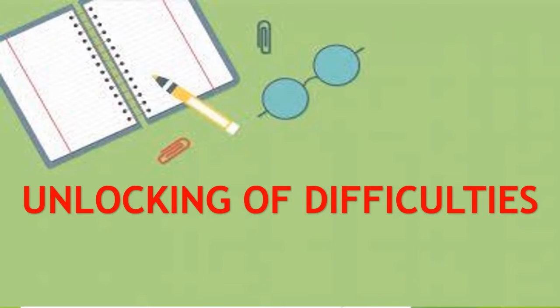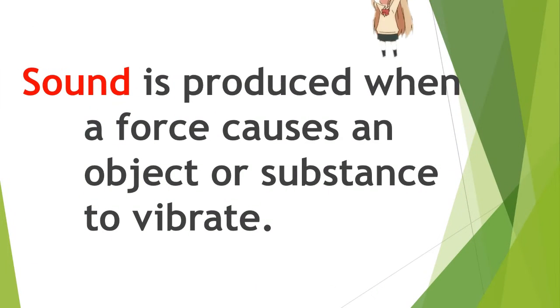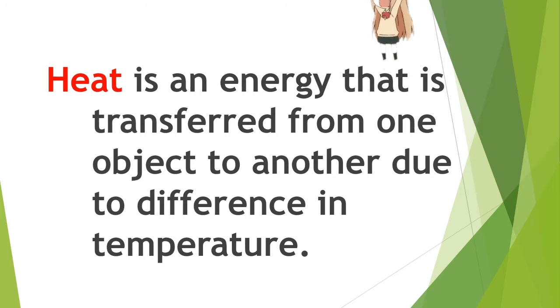This time, let us have the unlocking of difficult terms used in this lesson. Electricity is the energy carried by moving electrons in an electric conductor. Sound is produced when a force causes an object or substance to vibrate. Heat is an energy that is transferred from one object to another due to difference in temperature.